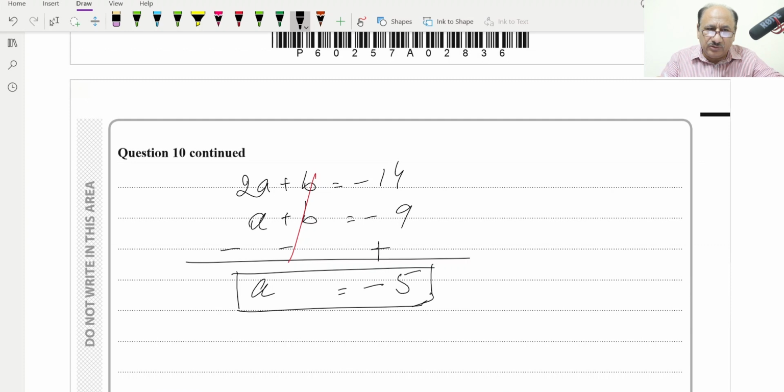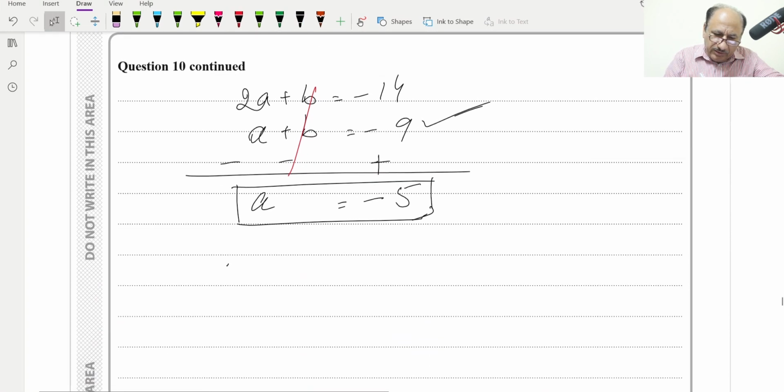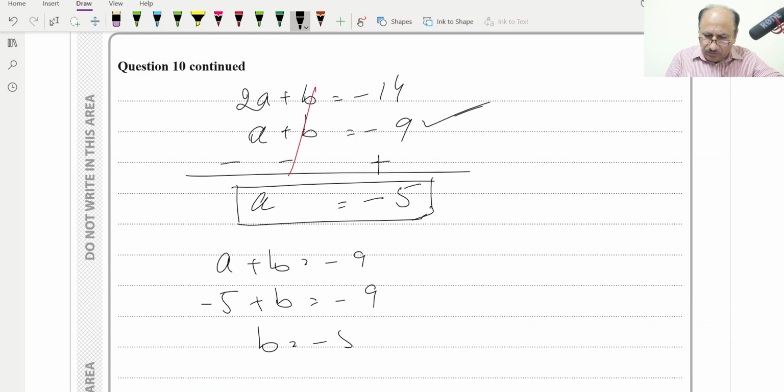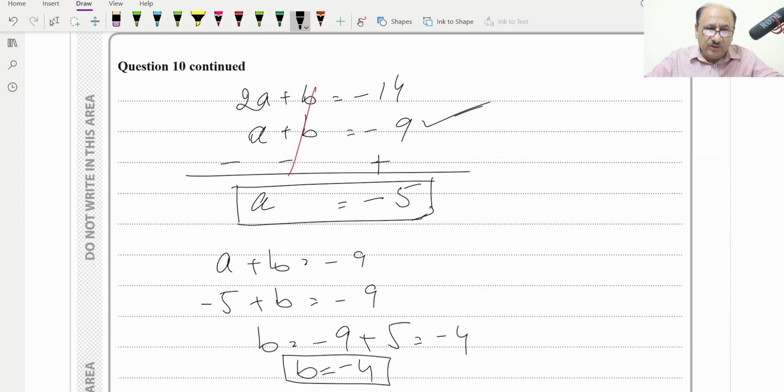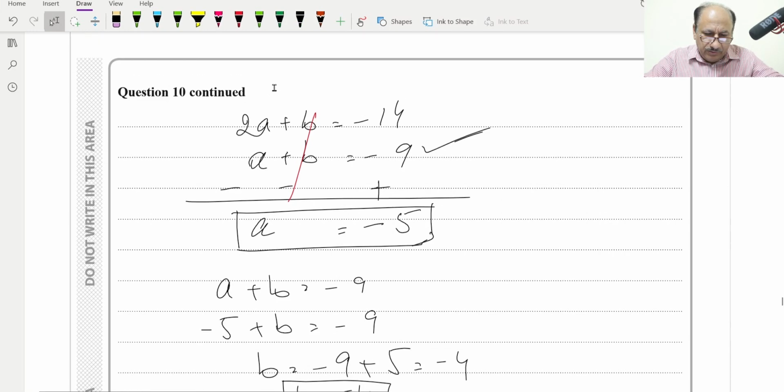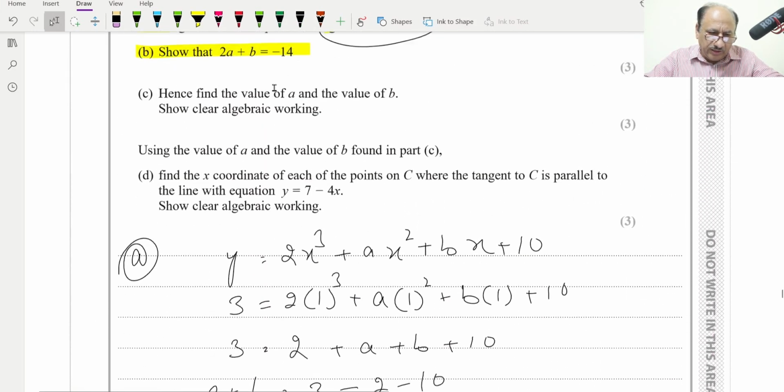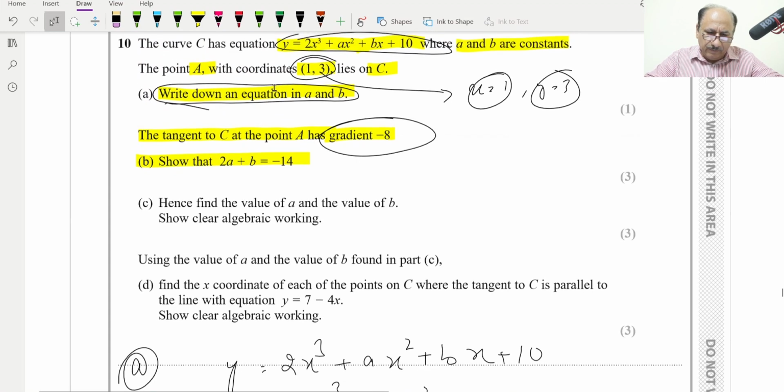We got a value is equal to minus 5, and the b value we can find. We replace in the equation a plus b is equal to minus 9: minus 5 plus b is equal to minus 9. So b is equal to minus 9 plus 5, which is equal to minus 4. So b is equal to minus 4. So we got the values of a and b, which we were supposed to find.